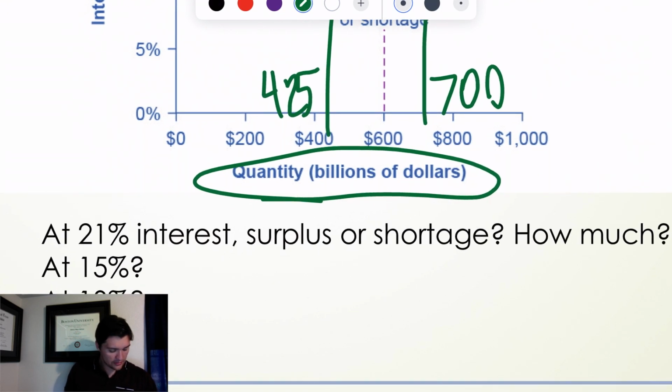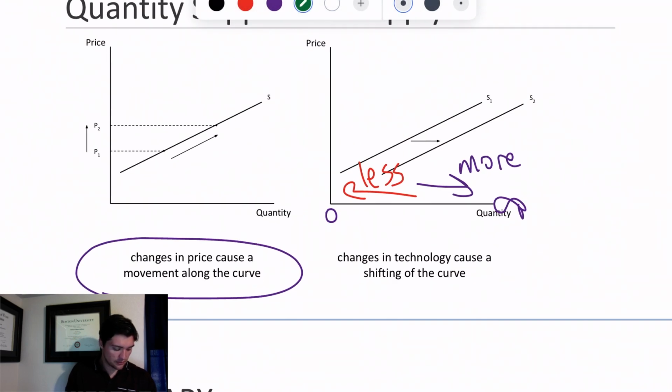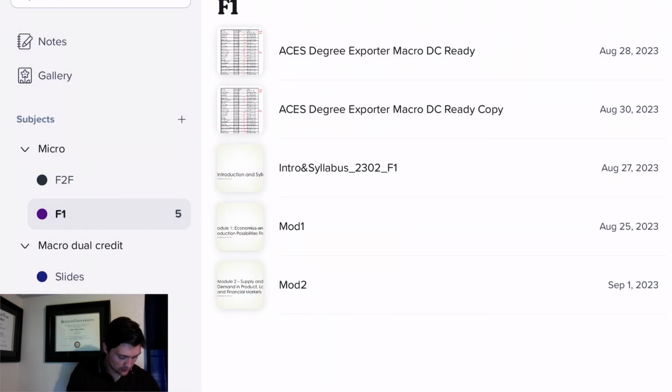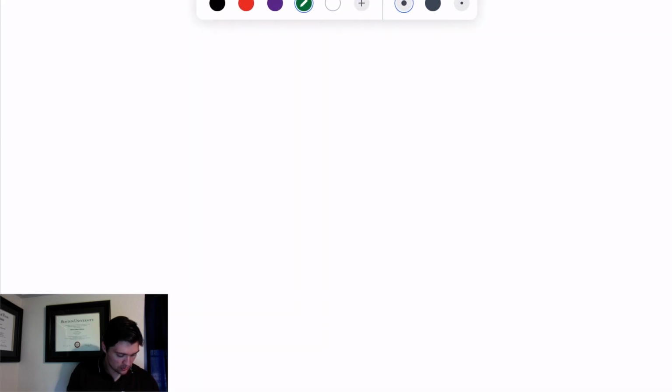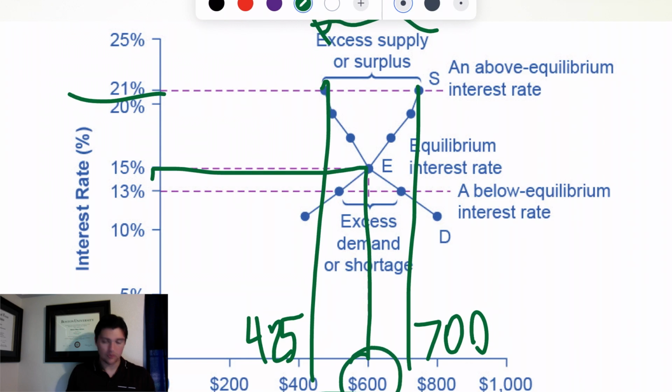What about a rate of 15%? Is there a surplus or a shortage there? Okay, what about a rate of 15%? Well, right here, if I go straight across, that's at equilibrium. And so is there a surplus or a shortage there? Neither. You're at equilibrium.